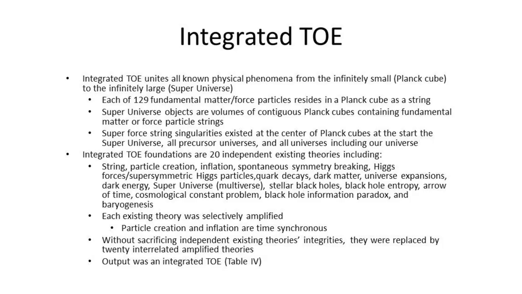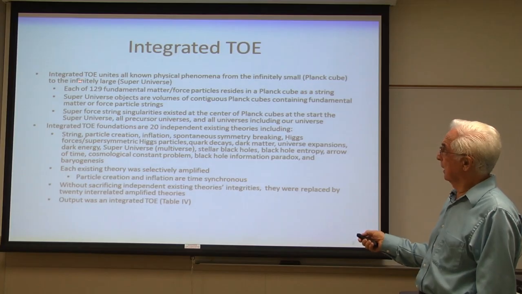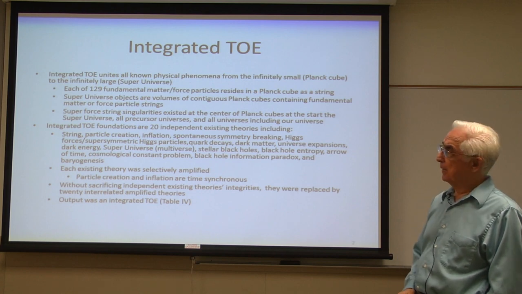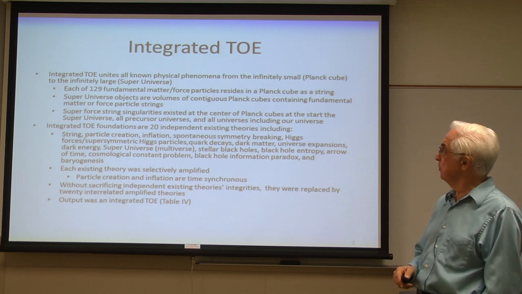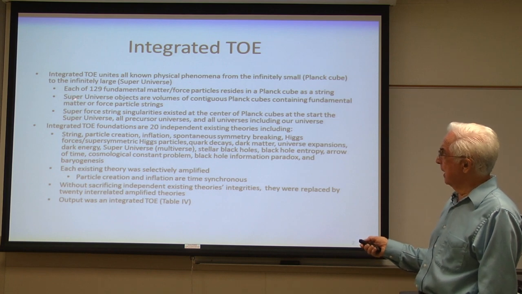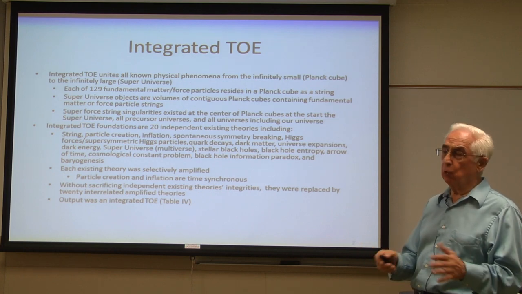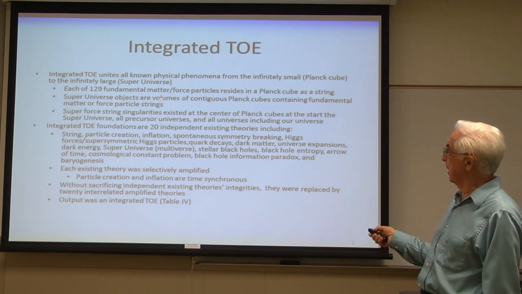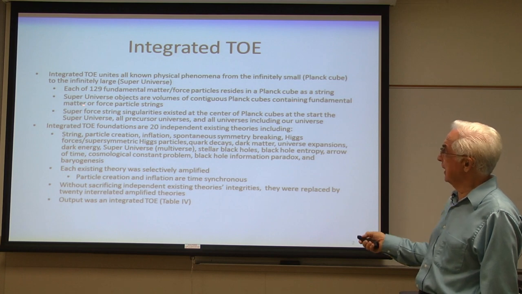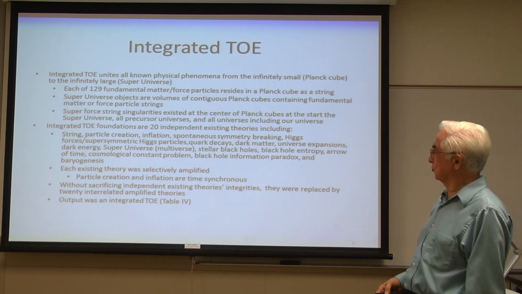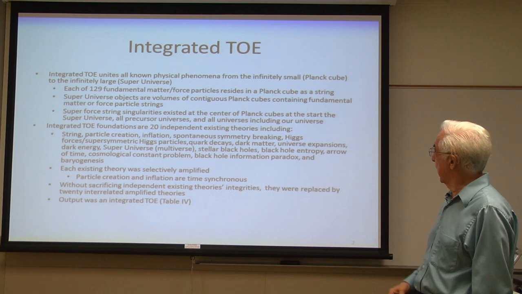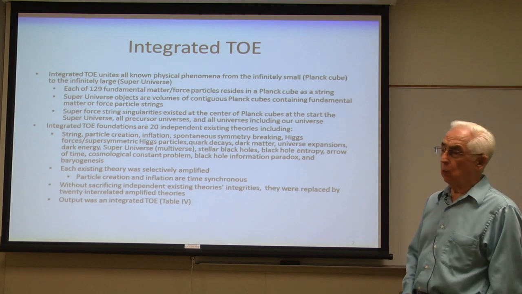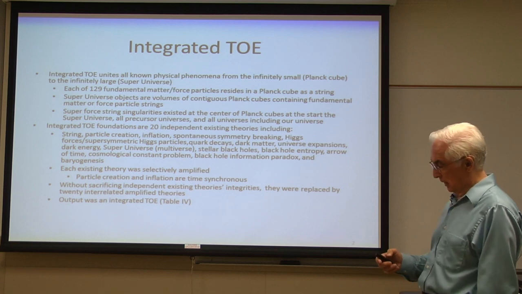An integrated theory of everything unites all known physical phenomena from the infinitely small at the Planck cube scale to the infinitely large at the super universe scale. Each of 129 fundamental matter and force particles resides within a Planck cube as a string. Any object in the superuniverse, such as an encyclopedia or the entire superuniverse, can be defined by volumes of contiguous Planck cubes, which contain these fundamental matter or force particle strings. Superforce string singularities existed at the center of Planck cubes at the start of the superuniverse, or precursor universes, and all universes, including our universe.